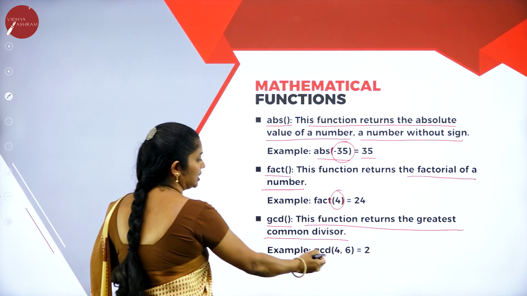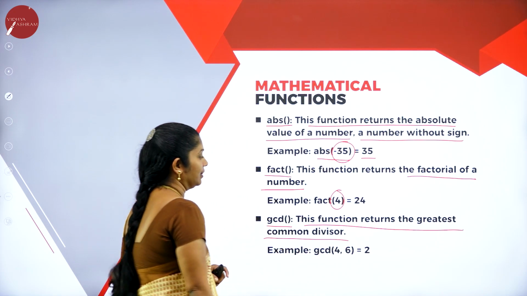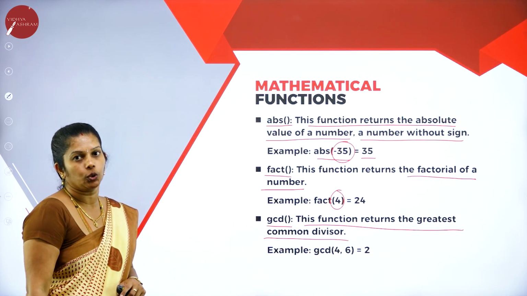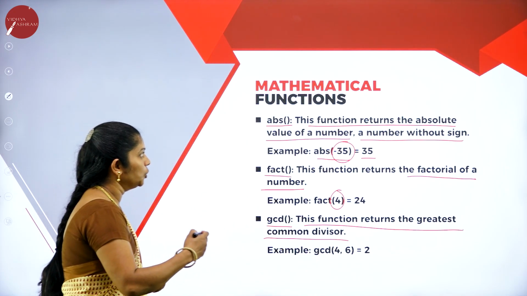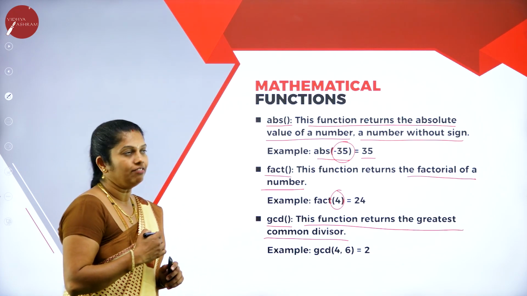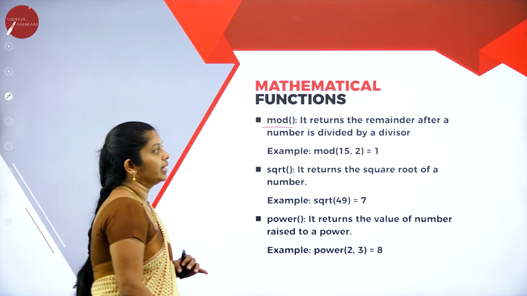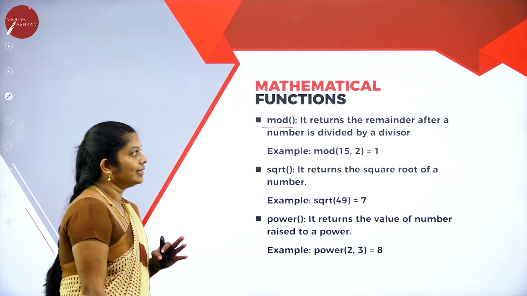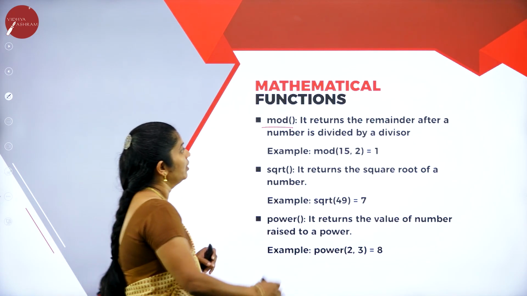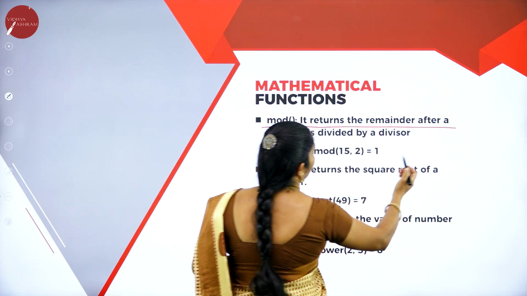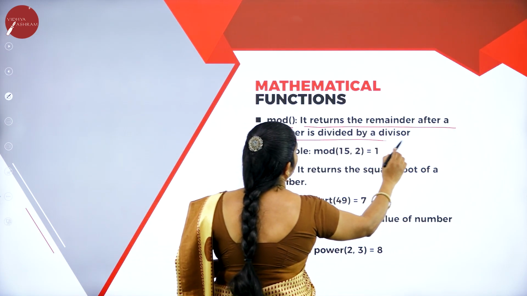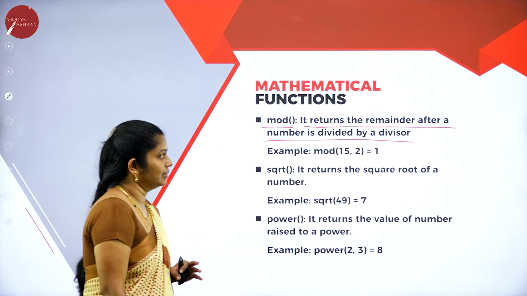If you observe here GCD 4, 2, then the greatest common divisor is 2. Like that, I can use some of the mathematical functions. Next, the MOD function. This MOD function returns the remainder after a number is divided by a divisor.